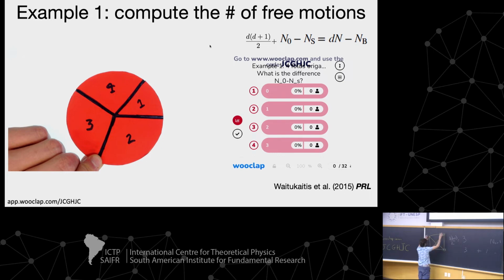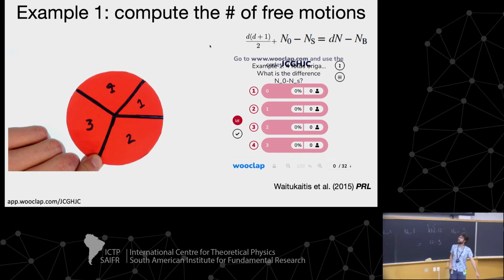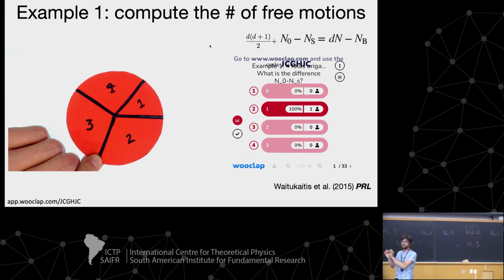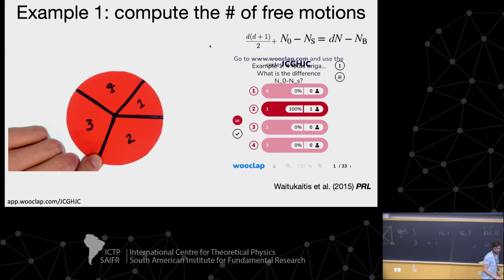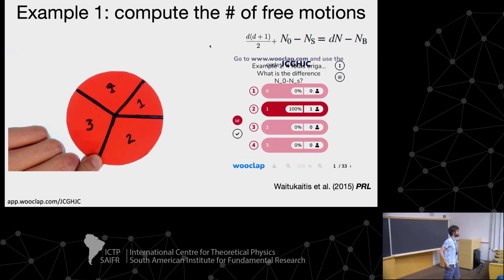You have here those masses that are related by constraints. And so here what I'm asking you is to apply the formula to tell me what's the difference between N0 and NS for this origami vertex that has 4 folds. Are we considering 3D or 2D? Yes, 3D. It's living in 3D, right?